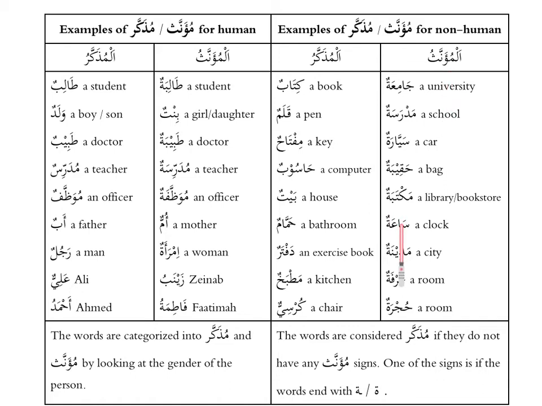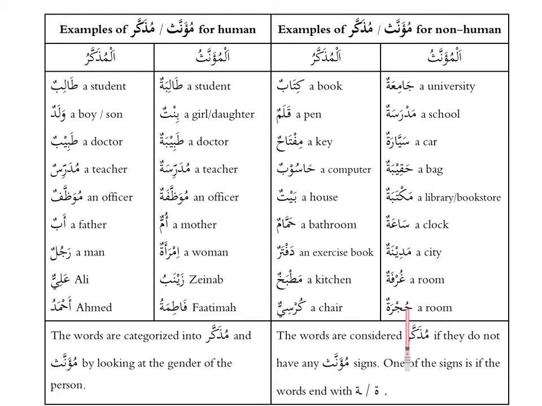Next word, sa'a. Sa'a, a clock. Again, the word ends with this ta. This is also a mu'annas word. Madina. Madinatun. Madina, a city. The word Madina also ends with this ta. This is also mu'annas. And then we have ghurfa. Ghurfatun. Ghurfa. Also we have this ta. This is a room. This is also a mu'annas word.